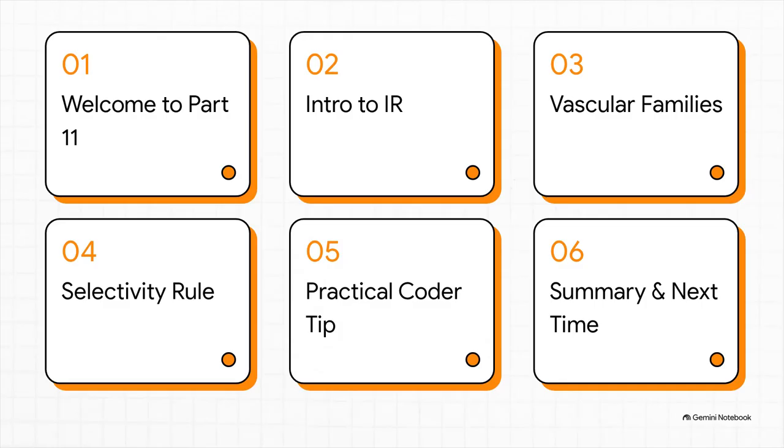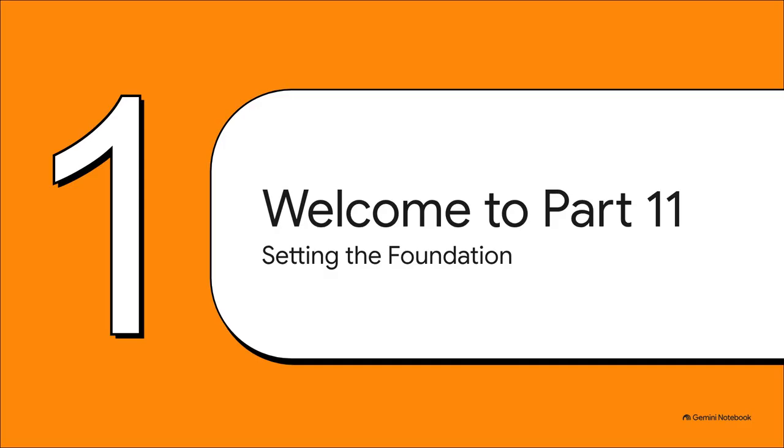Here's our roadmap for today. We'll kick things off with a quick intro to IR and catheterization, map out the vascular families, and then dive right into the core of it all, selectivity and the final placement rules. We'll wrap it up with a practical coder tip and a quick summary. Section 1. Welcome to Part 11.